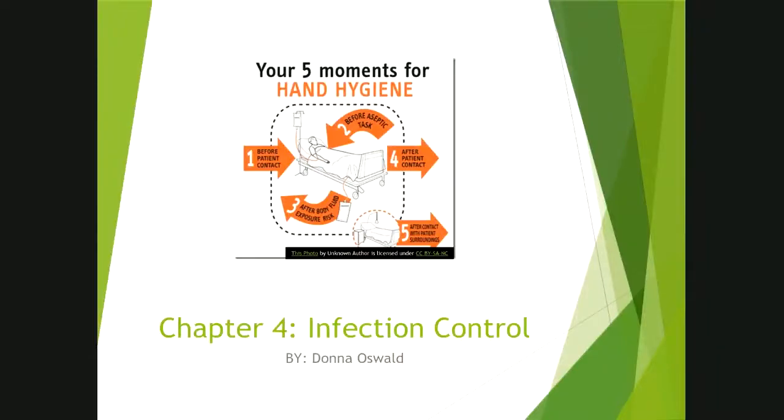Chapter 4. In this chapter, we're going to start looking at infection control, including hand washing, applying and removal of PPE, as well as the various pathogenic and non-pathogenic microorganisms we need to be aware of, along with bloodborne pathogens.